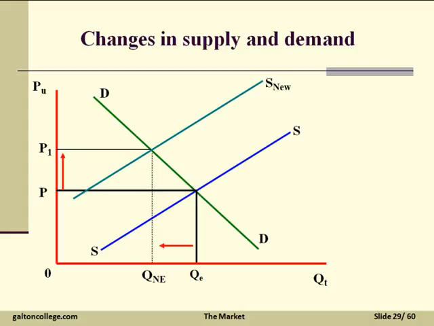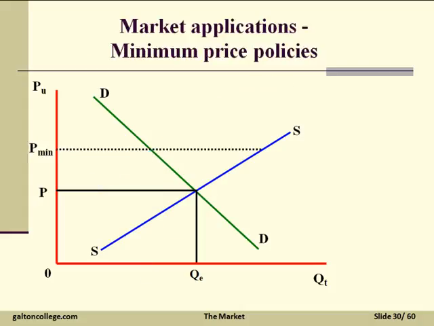We could also use this approach of supply and demand to analyze different pricing policies. For example, let's say that the government said that there was a minimum price, P min, which was equal to there. If that's the case, then the supply curve is greater than the demand at P min, so there's excess supply.